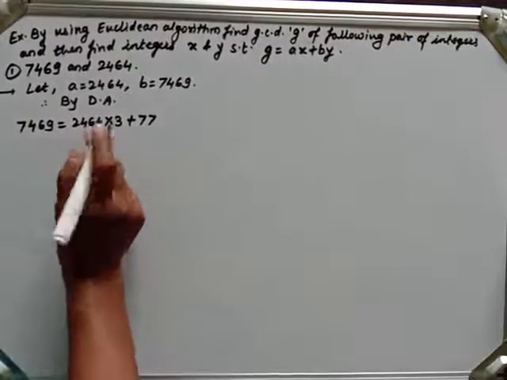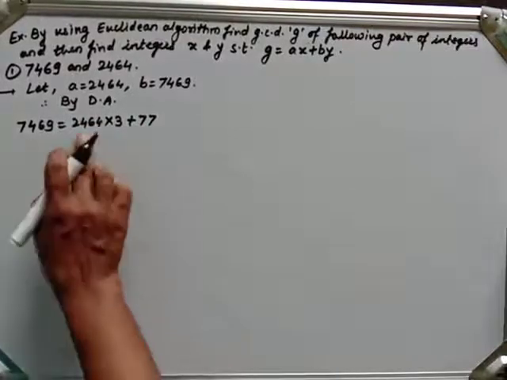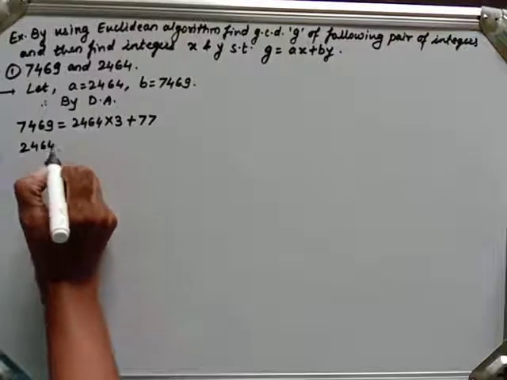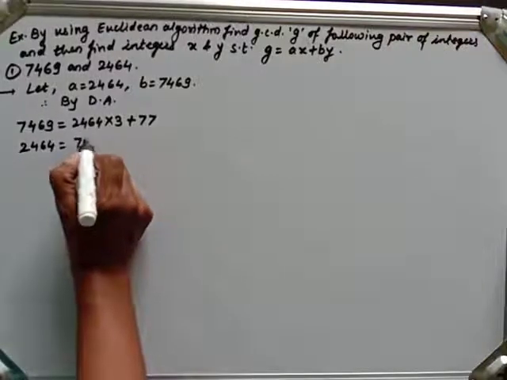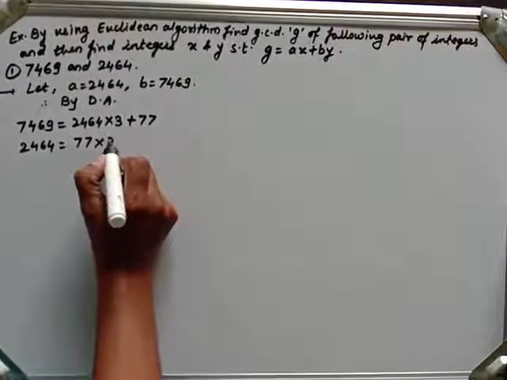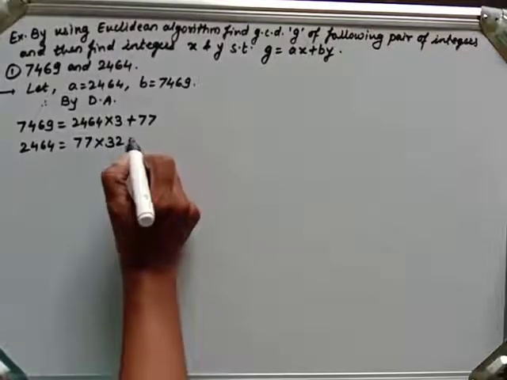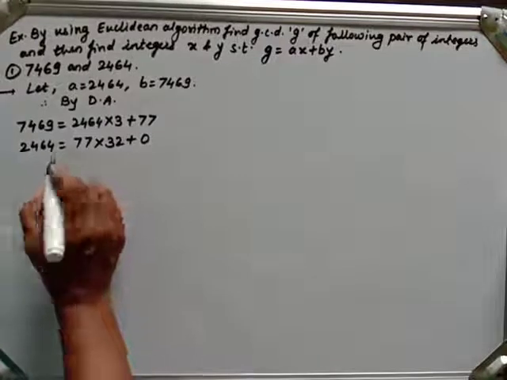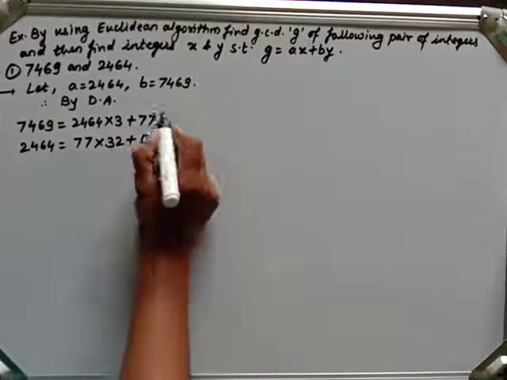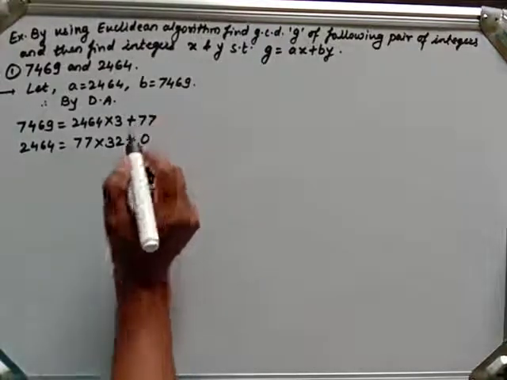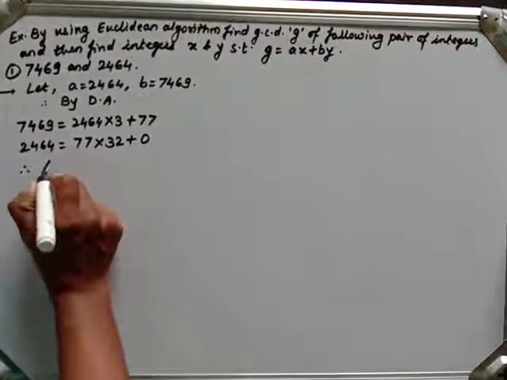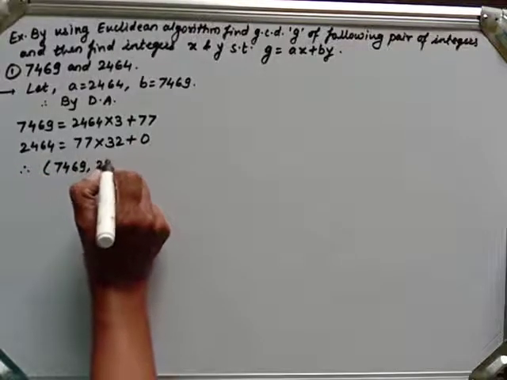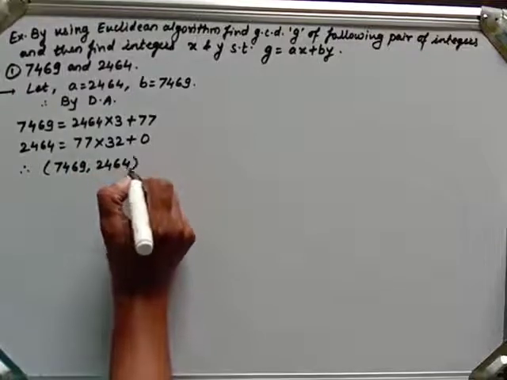Again, while the remainder is non-zero, we will take this divisor as a dividend. So remainder will be a divisor, multiplied by, obviously, the quotient we get, and the remainder is here 0. So as the remainder is 0, this 77 is our GCD. Therefore we get the GCD of these numbers is 77.